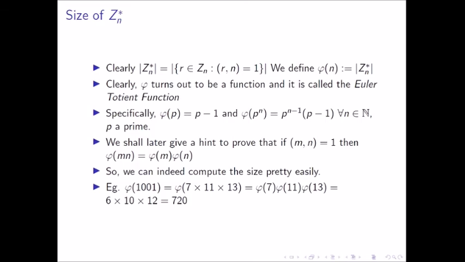So we can indeed compute the size pretty easily. Let's consider Z 1001 star. Phi 1001 is equal to phi of 7 into 11 into 13. By multiplicativity, this is phi 7 into phi 11 into phi 13. But phi 7 is 6, phi 11 is 10, and phi 13 is 12. So this turns out to be 720.